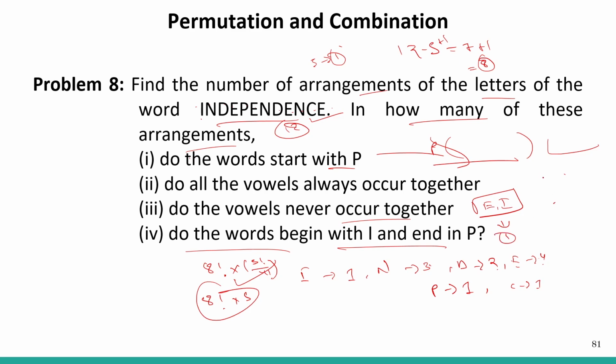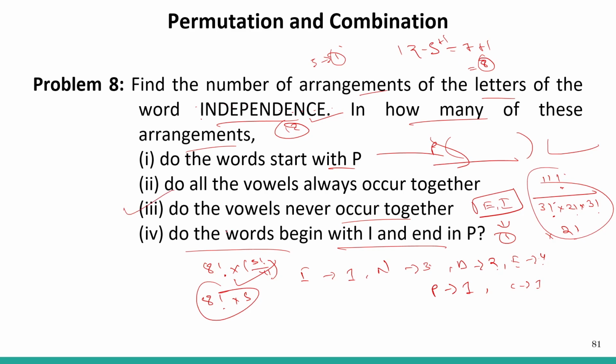So we have now 11 letters. Only 3 E's are there, so there will be 11 factorial by 3 factorial, into 2 factorial, then N is repeated 3 times, so 3 factorial, right? So this many ways we can arrange those 11 letters. Then multiply with 2 factorial, because E and I can be arranged among themselves in 2 factorial ways. So this will be the answer for part 3.